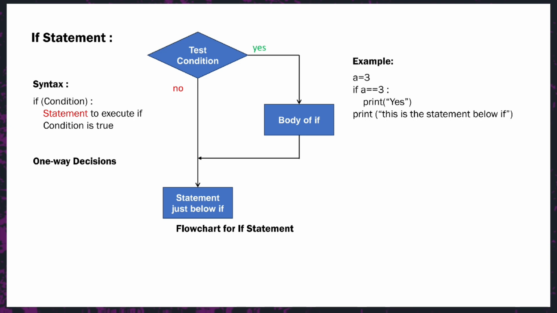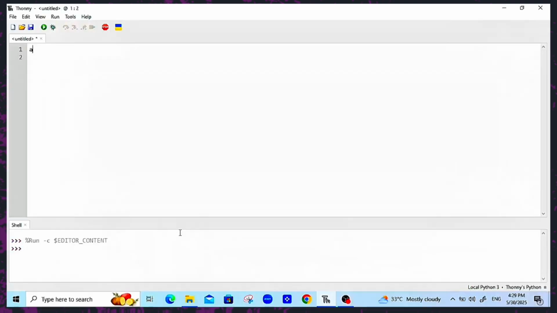Let's look at this simple Python program. If a == 3: print yes. Print this is the statement below if. The condition in this example is a == 3. The body of if is print yes.